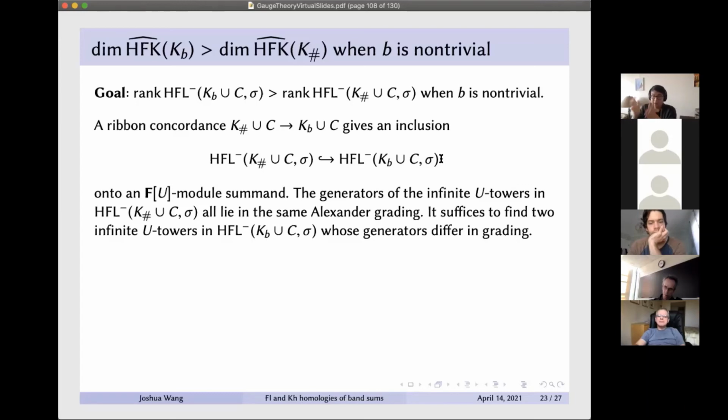Now that's a statement that's entirely internal to just the link Floer homology group of K_B union C. My initial goal was a comparison between two knot Floer groups. It became a comparison between two link Floer groups. And now the problem is internal to a single link Floer group. Then to find these two infinite U towers, I use sutured manifolds and sutured Floer homology.